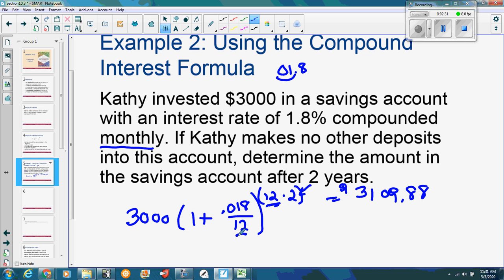Okay, so the 2 went here for the 2 years. This 12 is here and here, but you have to make sure you multiply those. If you just put 2 to the 12 times 2, depending on your calculator, it'll raise it to the 12 and then take that answer and multiply it by 2. You have to be careful with your calculator.